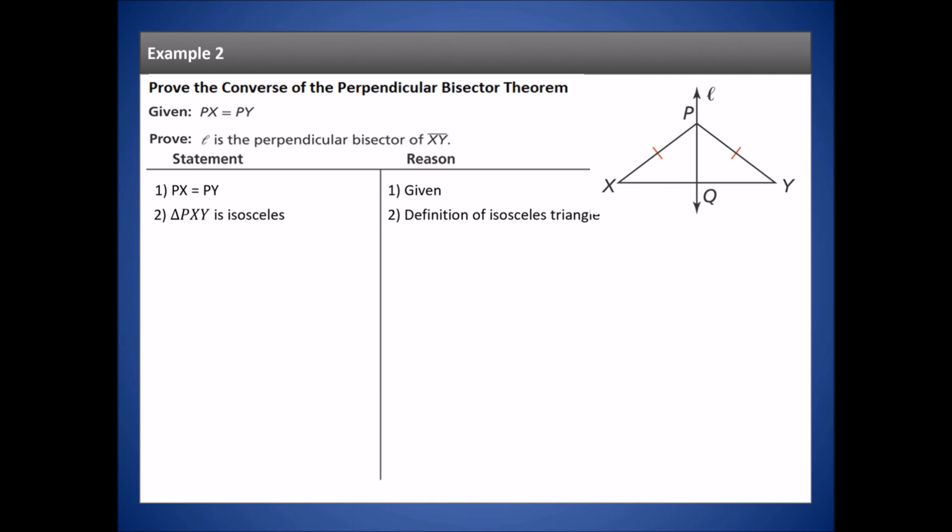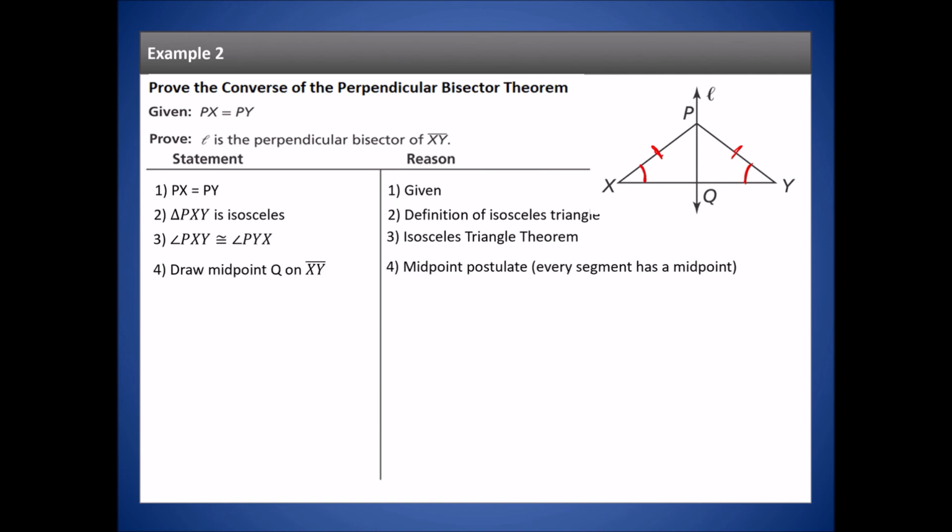And now we know that the triangle PXY is an isosceles triangle. How do we know that? Well, because that's what it means to be an isosceles triangle. That's the definition of an isosceles triangle, when you have two of the sides the same. So we know it's isosceles. And so therefore, by the isosceles triangle theorem, that means that this angle PXY is congruent to this angle PYX.